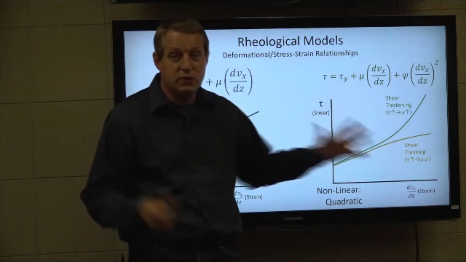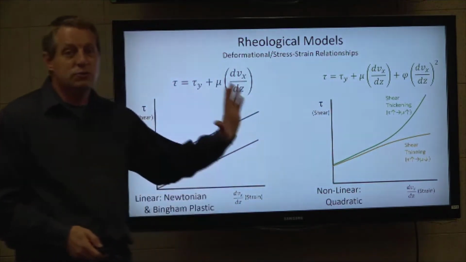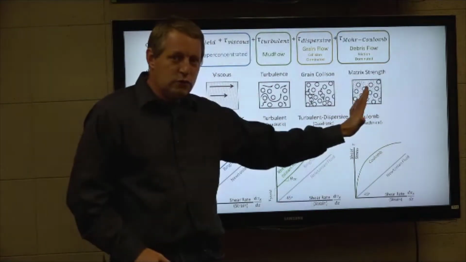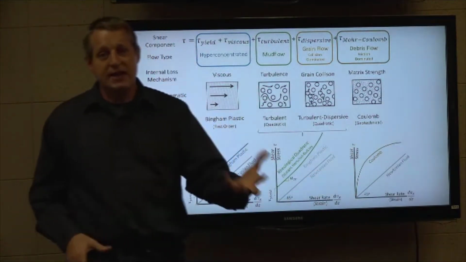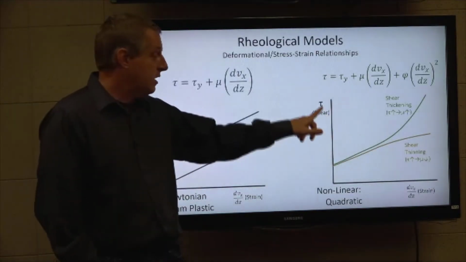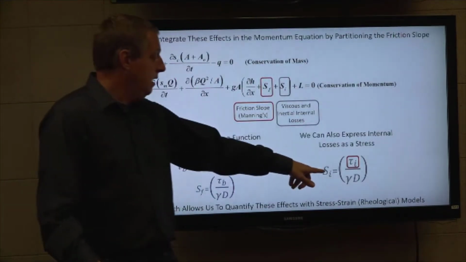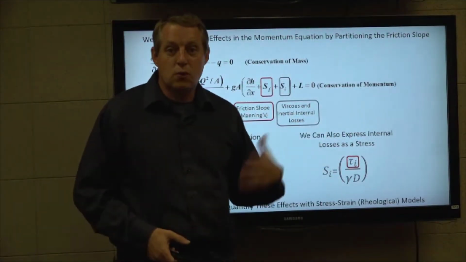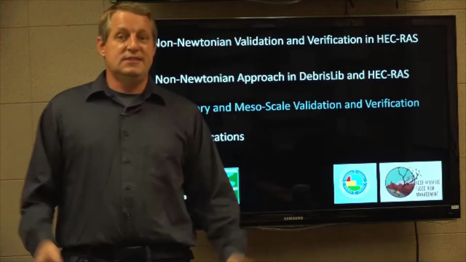Now, there are also nonlinear stress-strain relationships, which we also have in Debris Lib and in HEC-RAS, which we won't get to in this presentation, but they're there. So the idea here is as we move through this taxonomy of high concentration flows, we apply different non-Newtonian models depending on the material type that we're trying to simulate. So then, using these rheological models, we compute a shear stress given the strain, and we plug it back in to here, get our internal loss slope, and boom, we're ready to go. We have the losses quantified in the St. Venant equations. Okay, so that's all we're doing. So the question is, does it work?